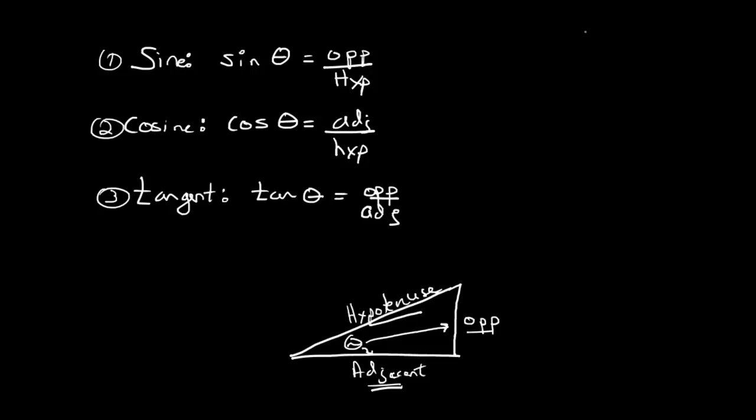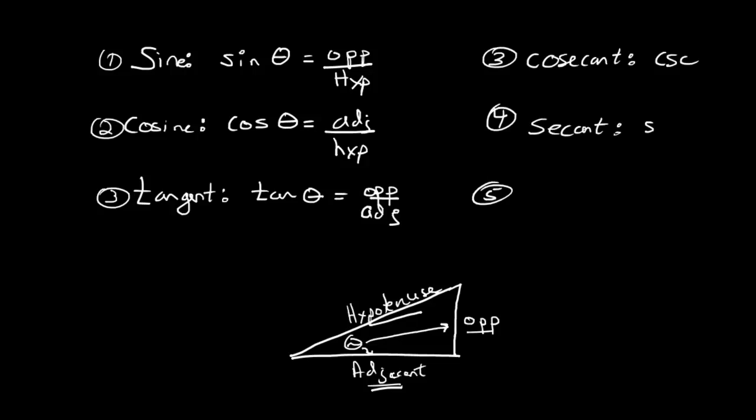We can also relate three other trig functions to this same triangle. The first one we're going to call the cosecant, and we abbreviate that CSC. We're going to have the secant, abbreviated SEC, and the cotangent, abbreviated COT. The nice thing, and the reason I did it this way, is that the cosecant and the sine are actually inverse functions.